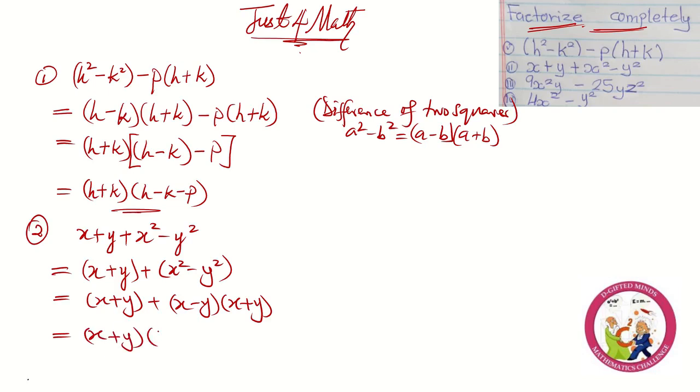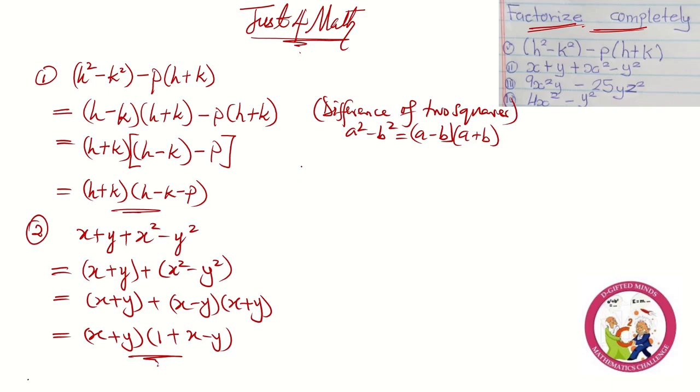So here I have 1. Of course, x plus y divided by x plus y is 1, plus. All right, so x plus y is out, so we're left with x minus y. Can you see that? x minus y. And here is the factorized form of the given expression, x plus y plus x squared minus y squared. That gives the answer to the second question.